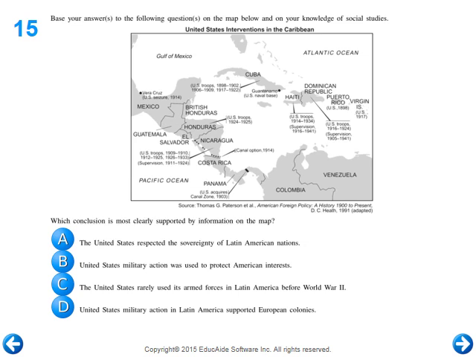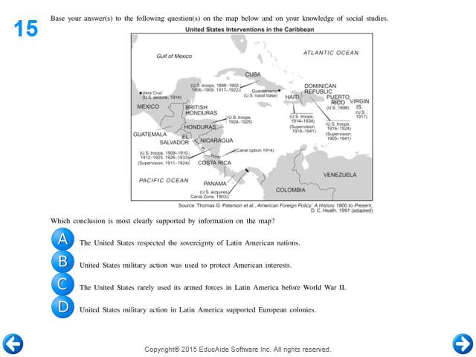Number 15, all right, we're using the same map. Which conclusion is most clearly supported in the map above? A, the U.S. respected the sovereignty of Latin American nations? No, we didn't. If we had, we wouldn't have gotten involved. B, the U.S. military action was used to protect American interests. Okay, well, let's hold on to that one. C, the U.S. rarely used its armed forces in Latin America before World War II. Apparently not. It's not C.